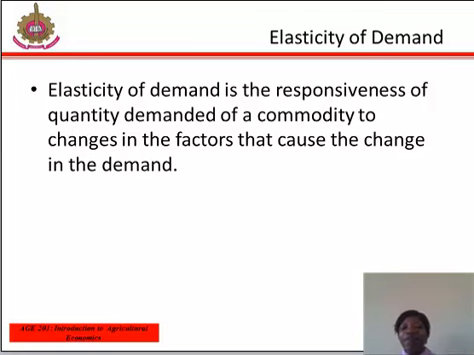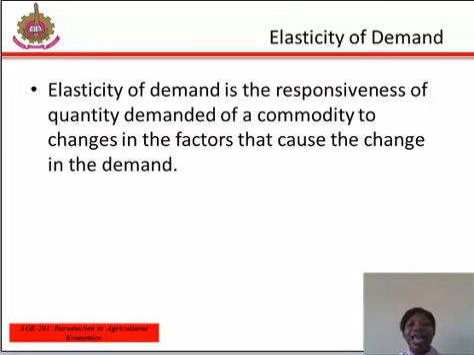So the fifth one is inelastic demand. Inelastic demand is when a proportionate change in the price of a commodity results in a less than proportionate change in quantity demanded. The numerical elasticity of demand is between 0 and unity.